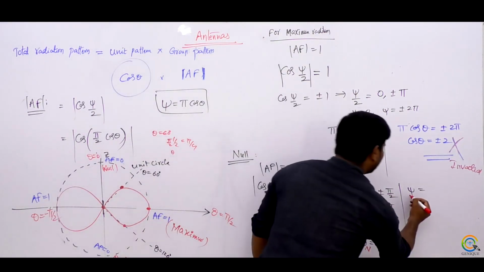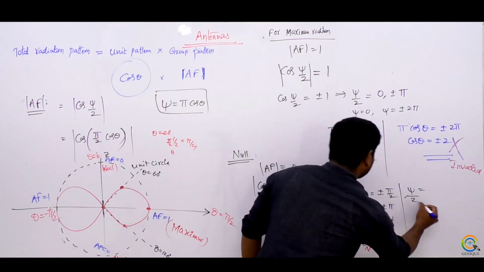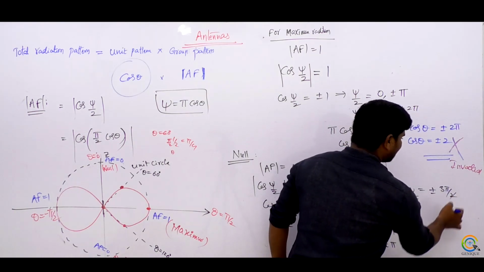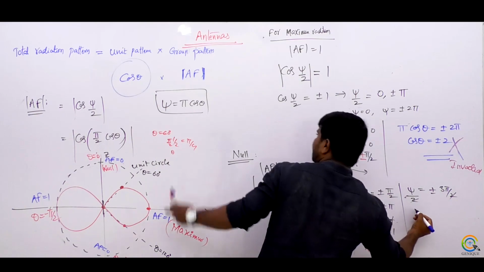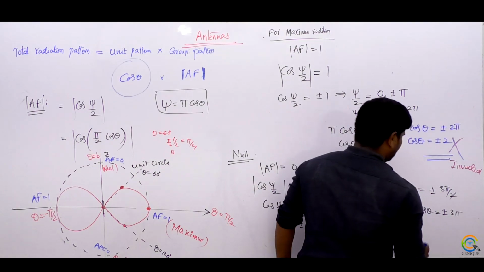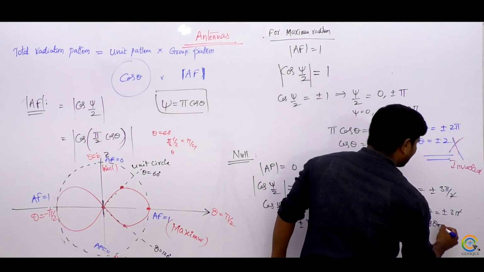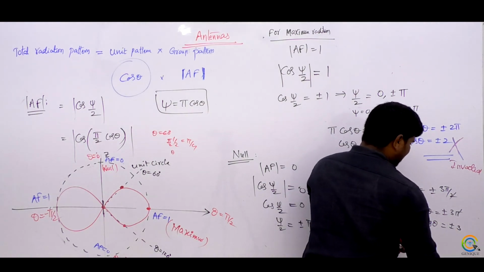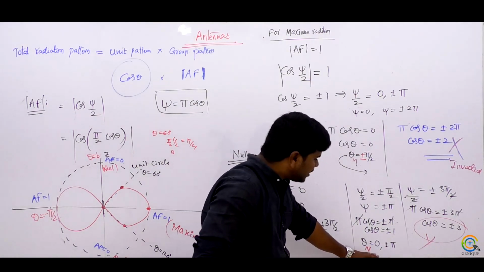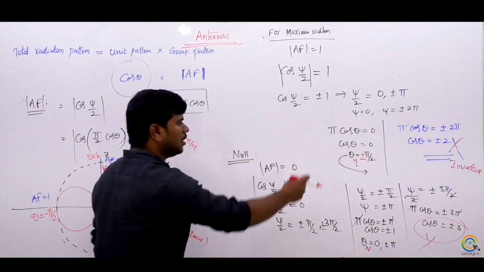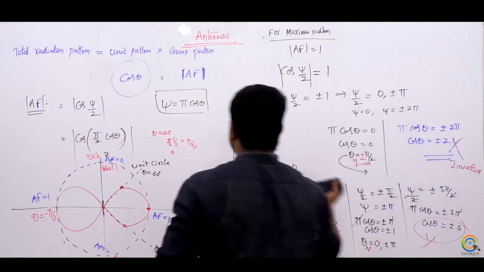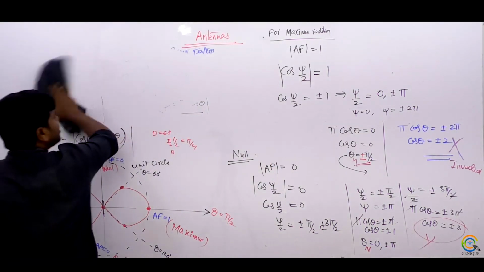Now what about this case? If I take psi by 2 equal to this one plus or minus 3 pi by 2, what happens? This one will get cancelled. So from this, what is psi again? This is pi cos theta equals plus or minus 3 pi. So pi will get cancelled. So cos theta equals plus or minus 3. So this is an invalid point. So this case will not exist. So these are the null points. These are the maximum points. So at this place you will get the maximum radiation.